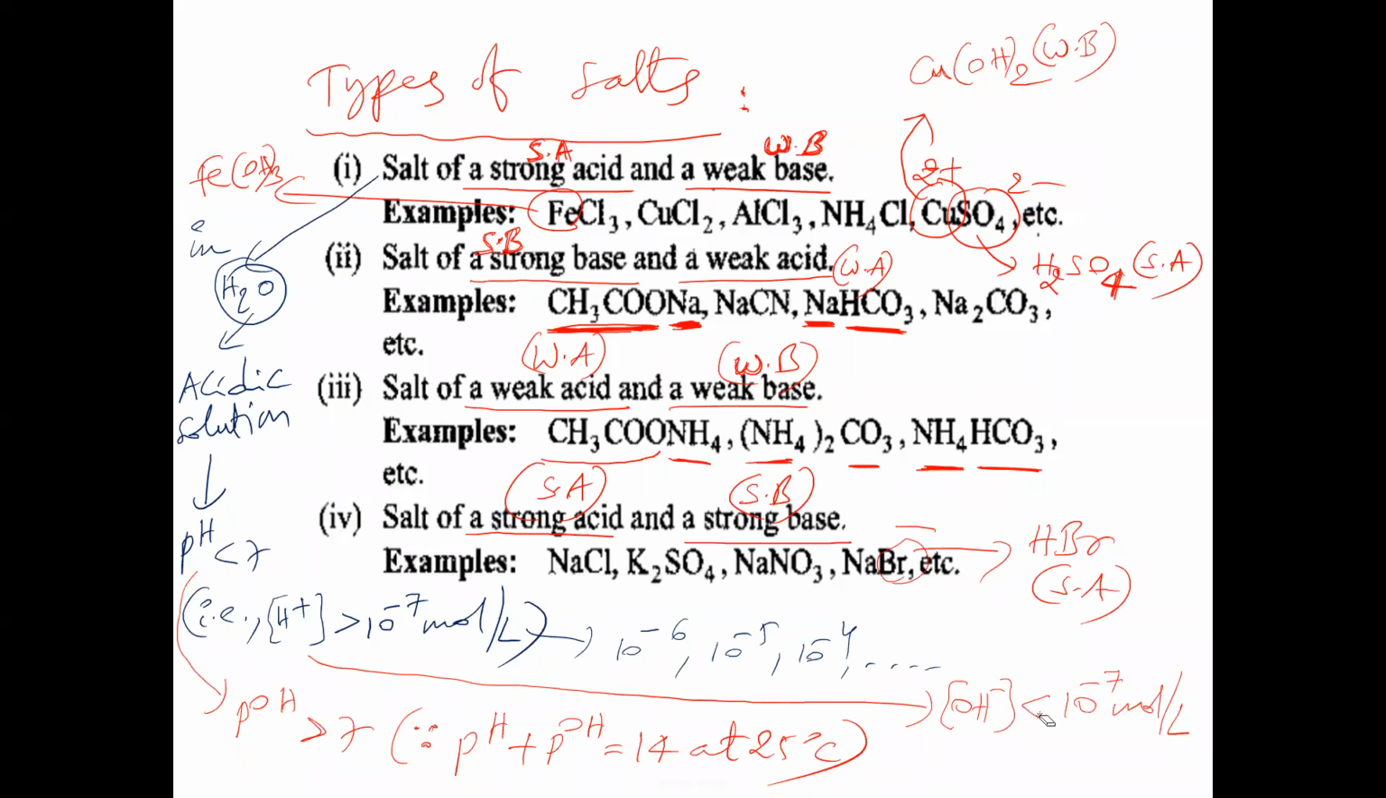OH minus concentration less than 10 power minus 7 means it may be 10 power minus 8 or 10 power minus 9 or 10 power minus 10, and so on. Why is it so? Again, H plus concentration times OH minus ion concentration must be equal to 10 power minus 14. We know 10 power minus 14. Here, as H plus concentration is greater than 10 power minus 7, OH minus should be less than 10 power minus 7. Because the pOH value plus the pH value should be equal to, tell me, since what?